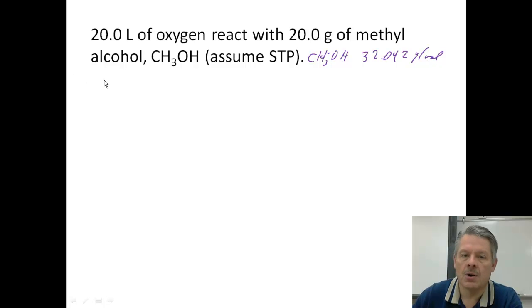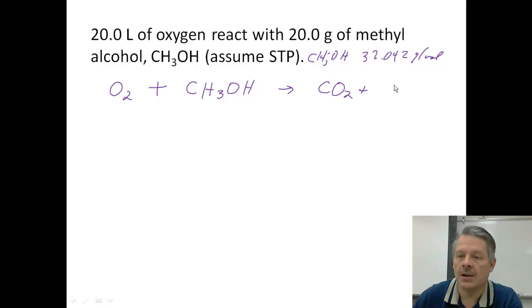Alright, so let's go and create our balanced chemical equation. We have oxygen gas. Remember that oxygen is diatomic. It's a Brinkelhoff element. And we're adding it to methyl alcohol, also known as methanol. And when we do that, we produce carbon dioxide and water, because this is clearly a combustion reaction. Hopefully you figured that out.